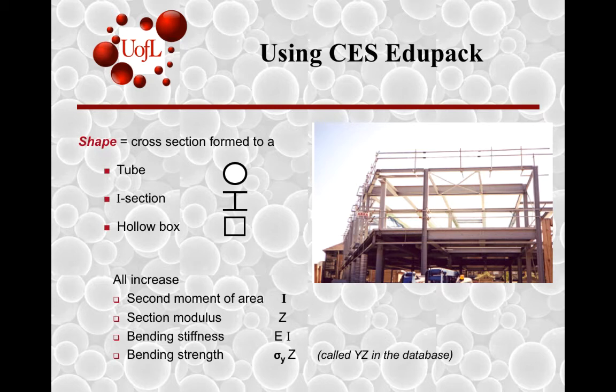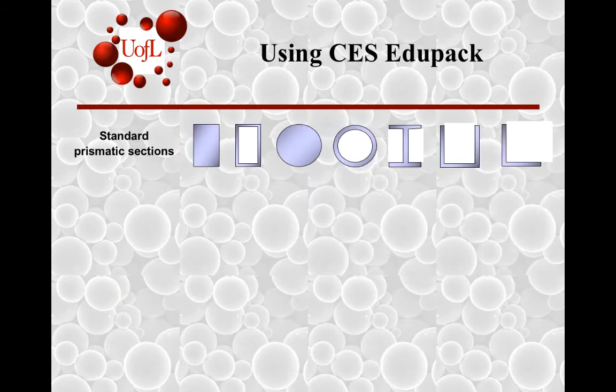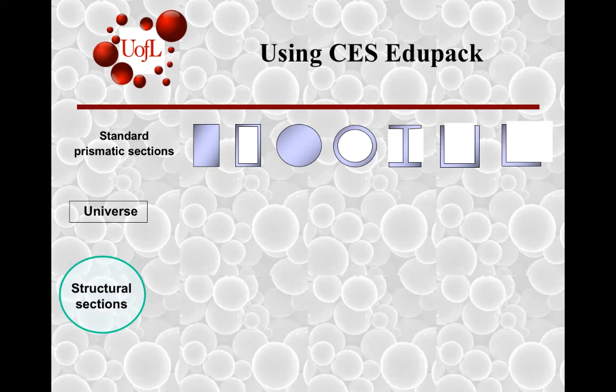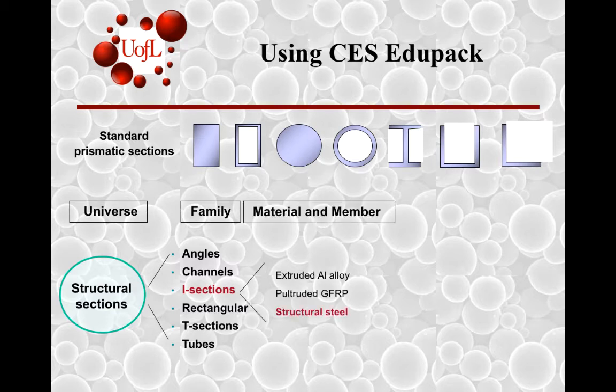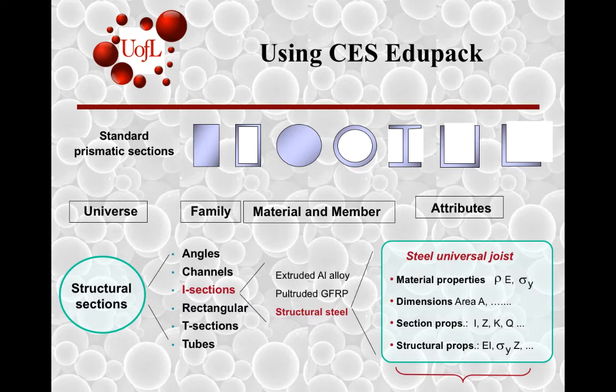These can be done for not only a number of shapes, but a number of materials that can be translated into the shapes. So if we use EduPack embedded, these are the standard 7 options for prismatic shapes under the structural sections universe. And within that, you have these half a dozen families of structures. For instance, in the I section, you have aluminum alloy, GFRP, and structural steel. And you have all these different attributes that are listed within that structural section.